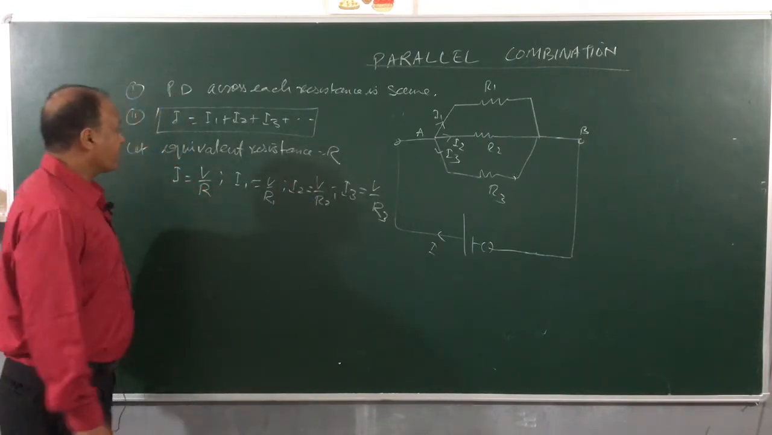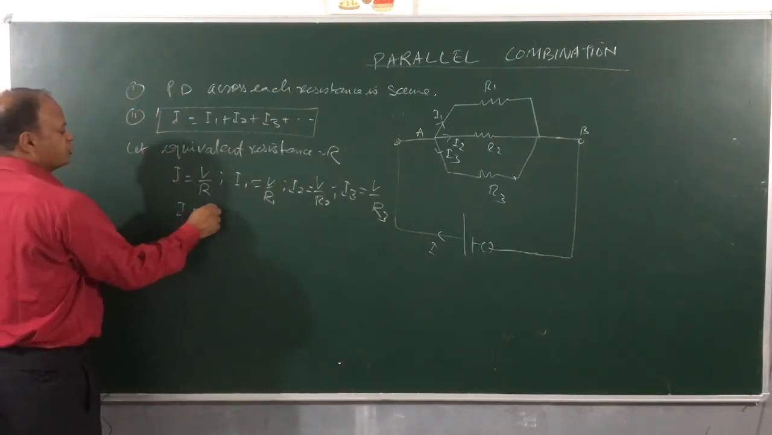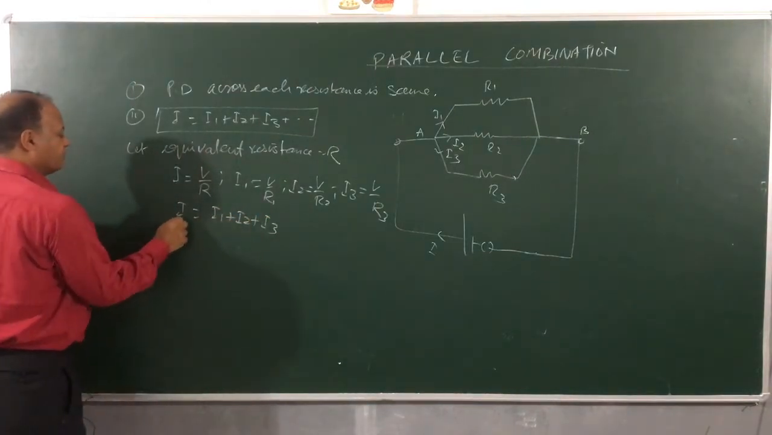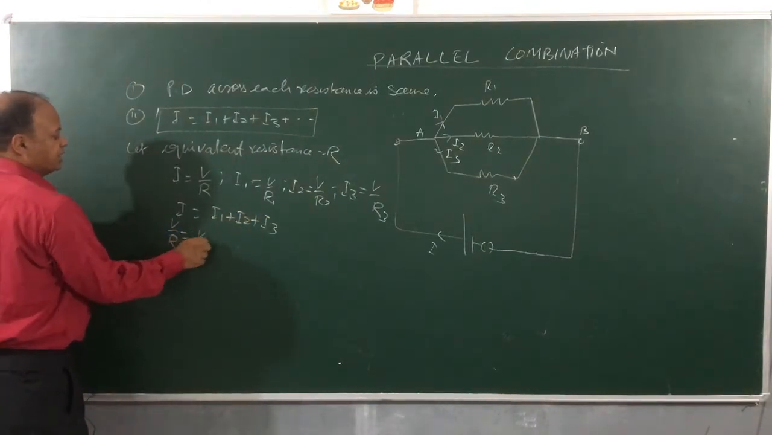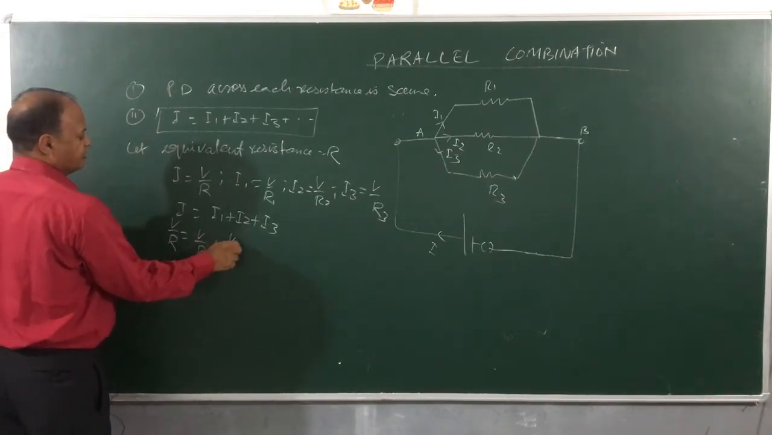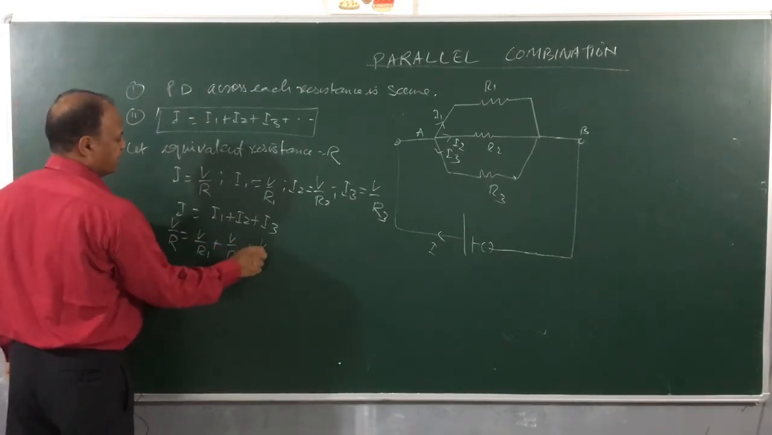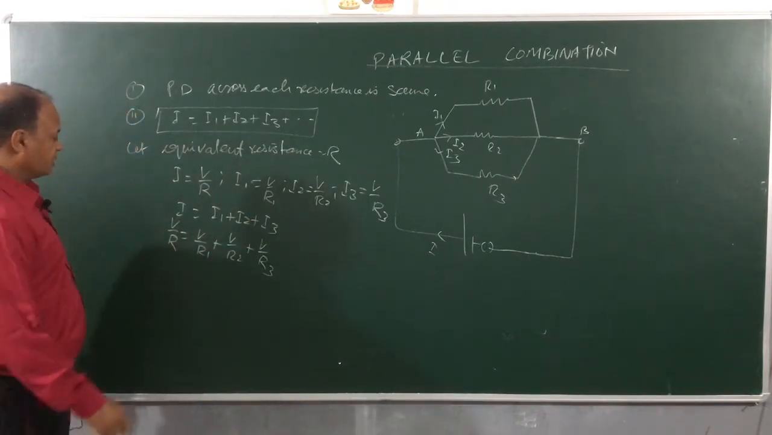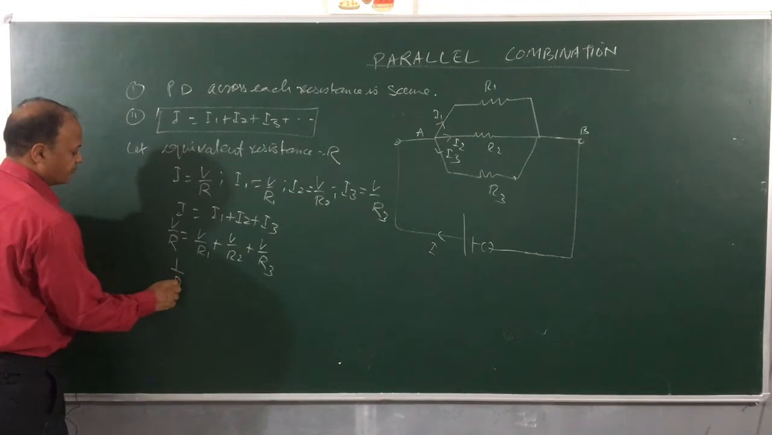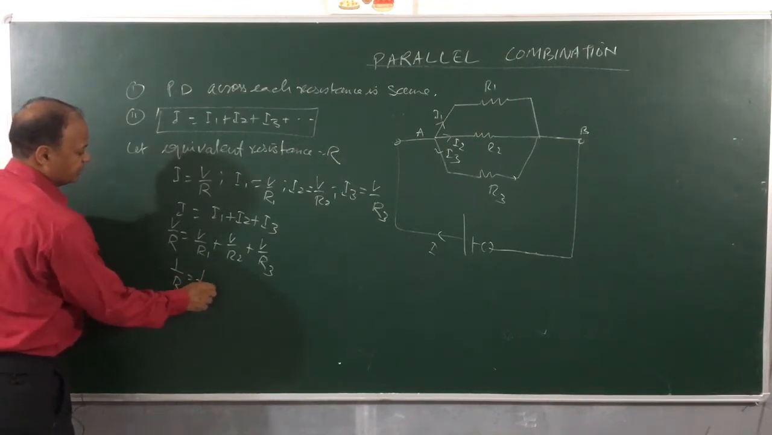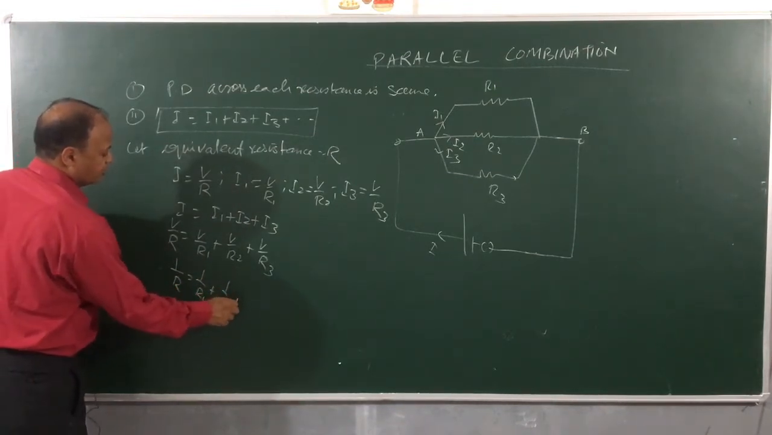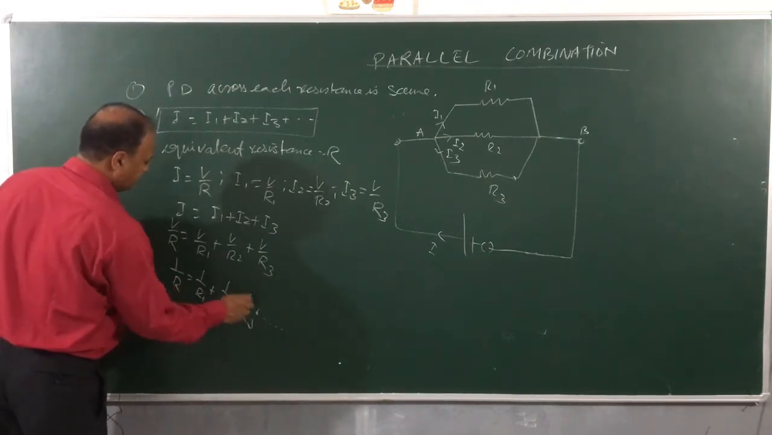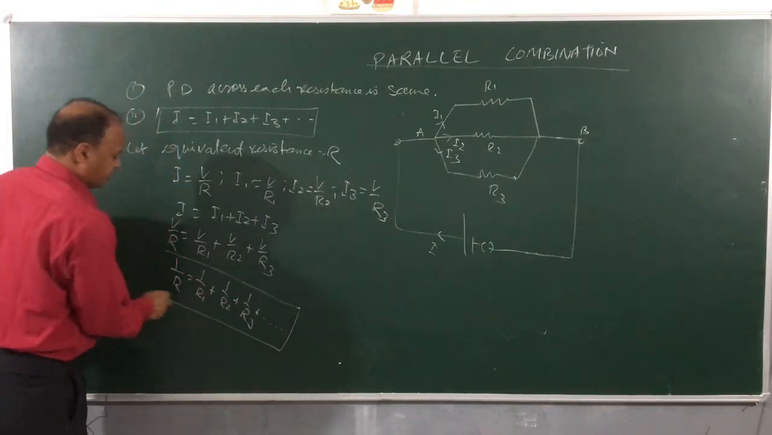Now, if I put all these values here, I equals I1 plus I2 plus I3, then V by R is equal to how much, children? V by R1 plus V by R2 plus V by R3. Now, if we cancel out V from both sides, then we get 1 by R is equal to 1 by R1 plus 1 by R2 plus 1 by R3. If more resistances are there, it will just go on, okay? And here we get a very important result.